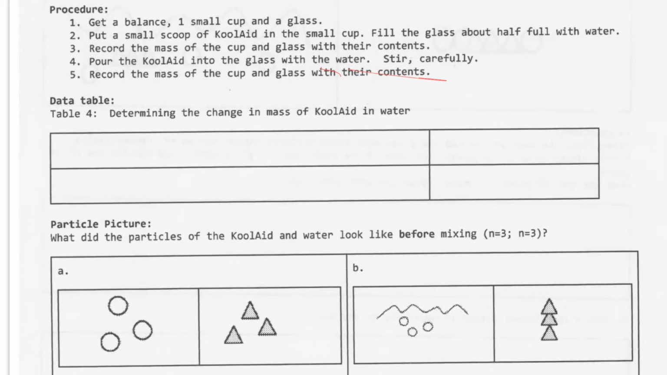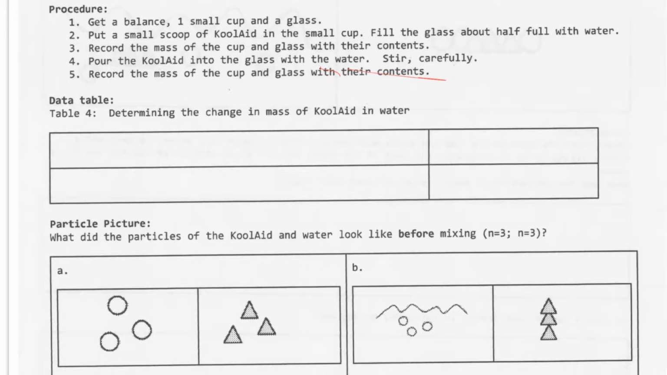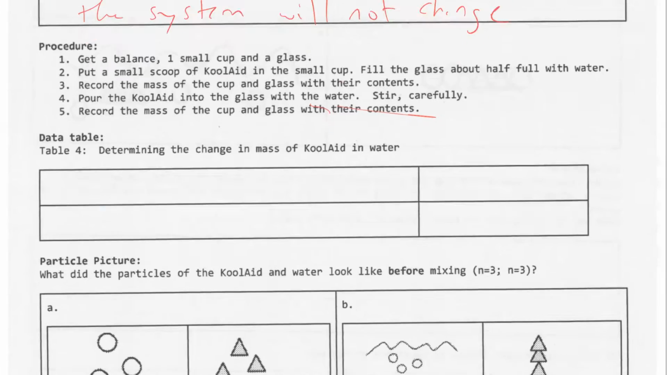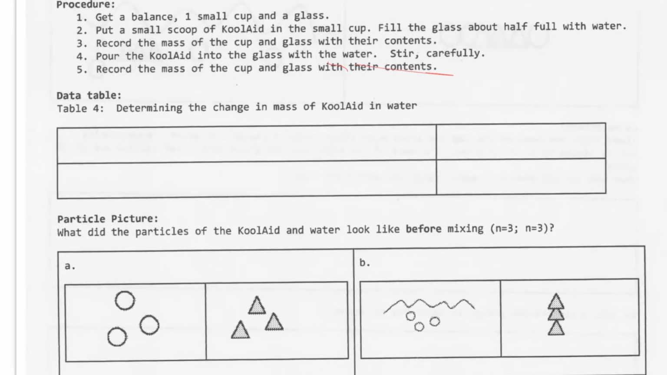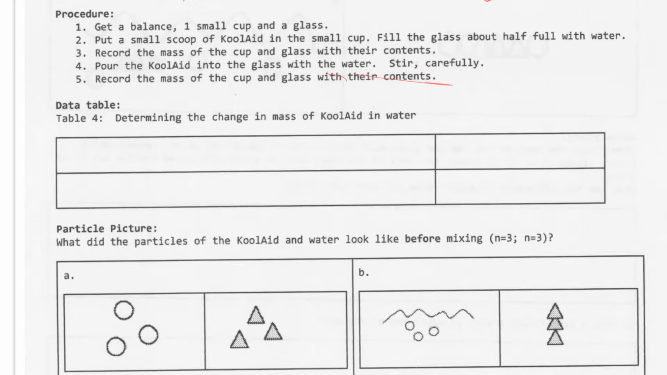So our procedure: we get a balance. We take a small cup and a glass, and we toss them on a scale, get a small amount of Kool-Aid, put that in the cup, add water until it's half full, and mass everything together. Now dissolve the Kool-Aid and measure the mass of everything together, which is why I said back up here that I didn't think that the mass would change. That's what we mean by system.